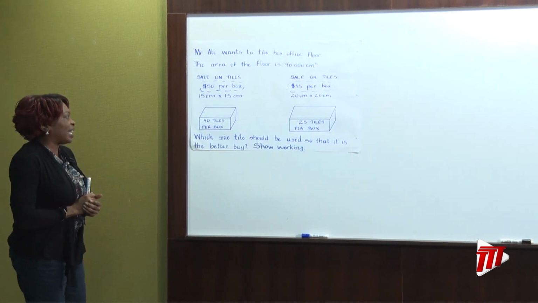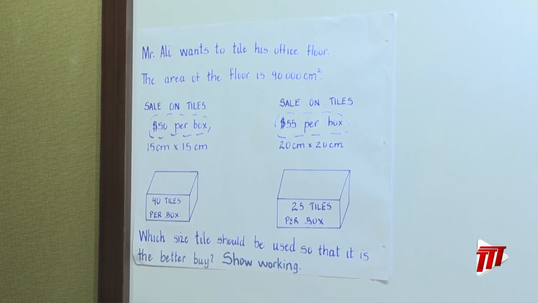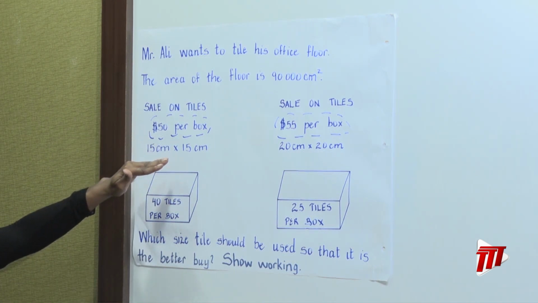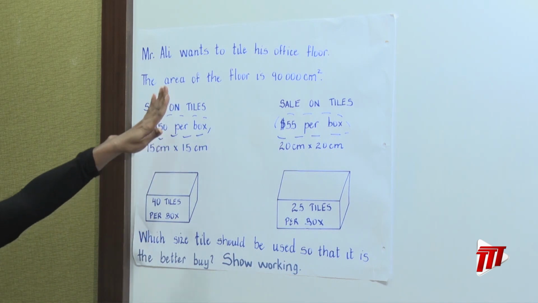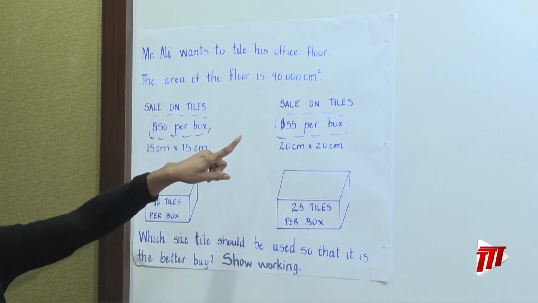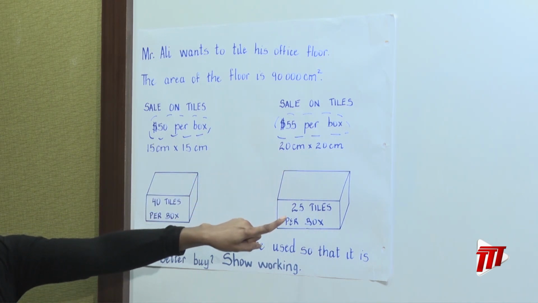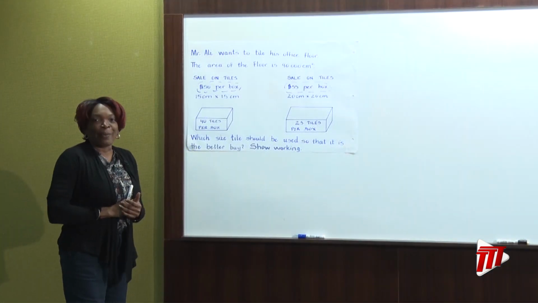Mr. Ali wants to tile his office floor. The area of the floor is 90,000 centimeters squared. What is given? Sale on tile. So it's $50 per box. 15 centimeters by 15 centimeters represents the tile dimension. And there are 40 tiles per box. Then we have sale on tiles, $55 per box. 20 centimeters by 20 centimeters, that's the dimension of the tile. 25 tiles per box. What is the question now? Which size tile should be used so that it is the better buy? Show your working. Oh boy, what are we going to do?